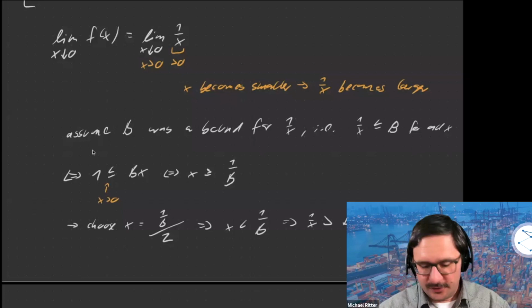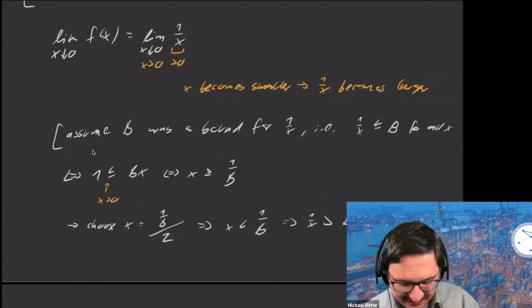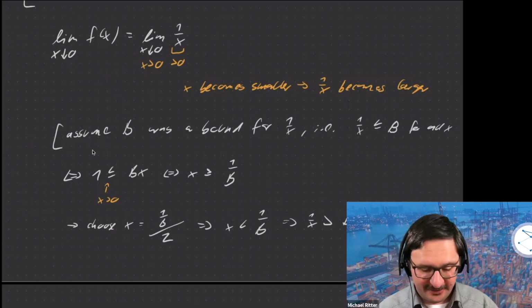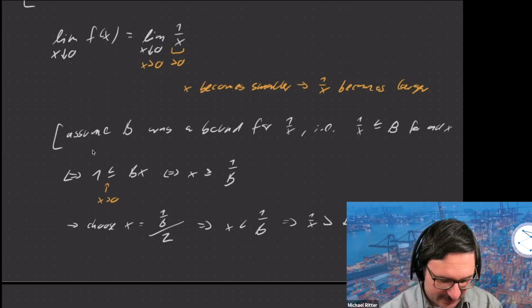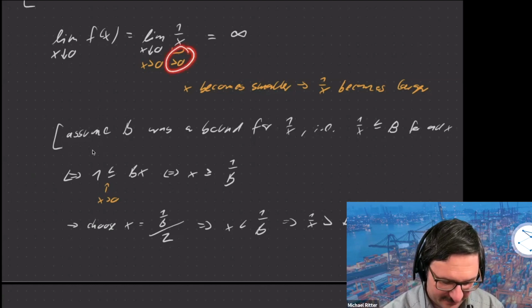And of course, you don't need to repeat that argument anymore from now on. All we need to know is that 1 over x can become arbitrarily large as x becomes arbitrarily small. That means, in other words, this limit here is going to be infinity. And as we can be sure that this is always positive, the limit will be plus infinity.